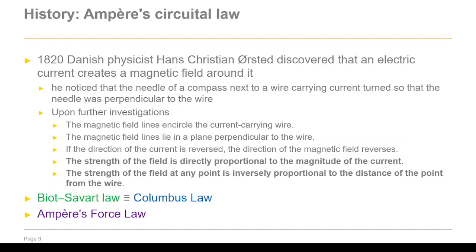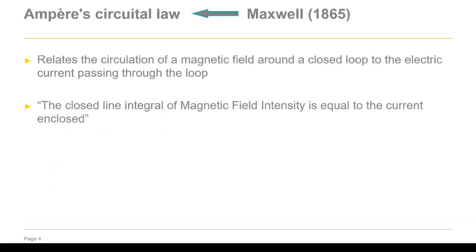Based on the Biot-Savart law, and equivalent to Coulomb's law in electric fields, Ampere proposed the force law, which computes the force between two current-carrying conductors. Later, in 1865, Maxwell came up with Ampere's Circuital law, which states that the closed line integral of magnetic field intensity is equal to the current enclosed.